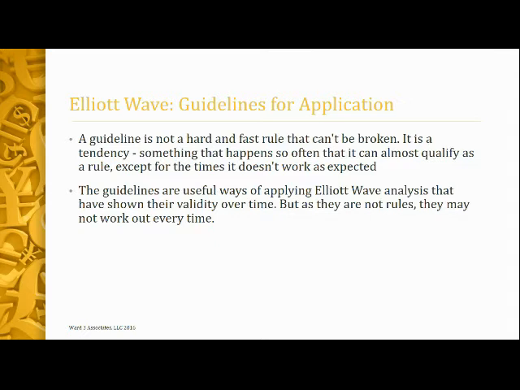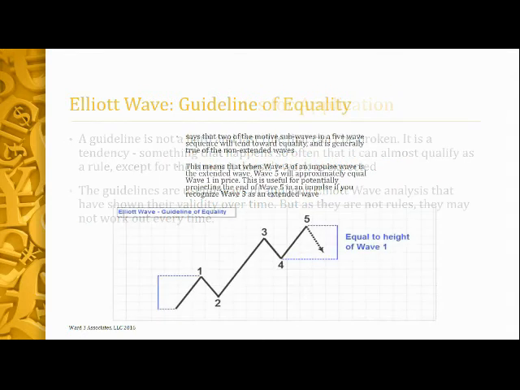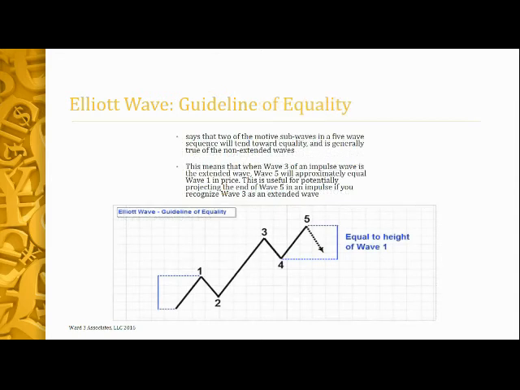The guidelines are useful ways for applying Elliott wave analysis that have shown their validity over time. But again, they are not rules. They may not work out every time. The first guideline, which can help you identify some waves, is the guideline of equality. Basically, this says that two of the modal subwaves in a 5-wave sequence will tend towards equality in price, and is generally true of non-extended waves.